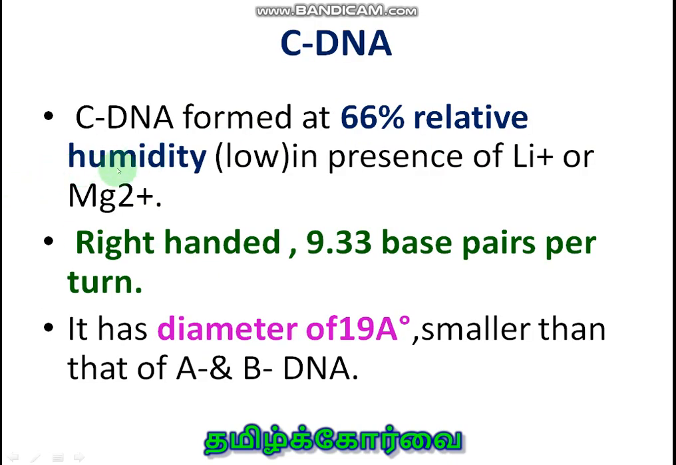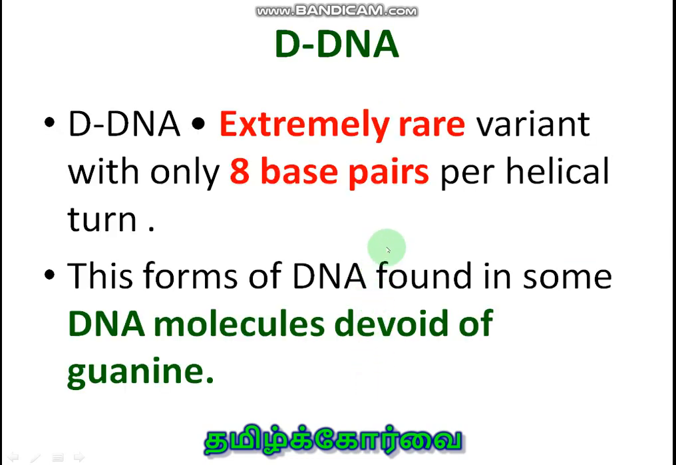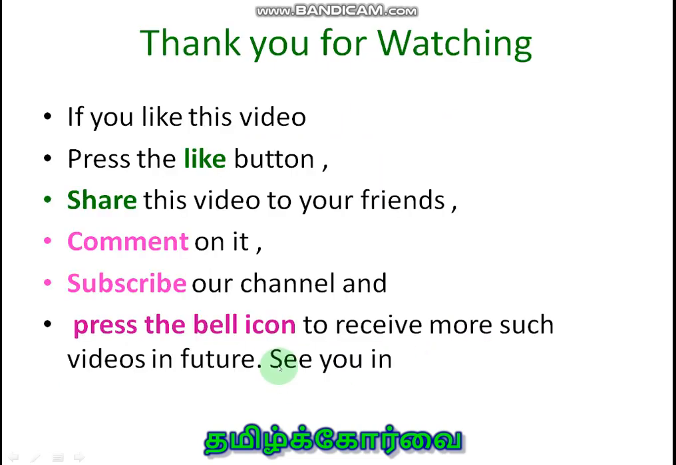Next, C-DNA. At 66 percent relative humidity, in the presence of lithium and magnesium, it is formed, right-handed, with 9.33 base pairs and a diameter of 19 angstrom units. D-DNA is an extremely rare variant with only 8 base pairs per helical turn. These forms of DNA are found in some DNA molecules which are devoid of guanine.